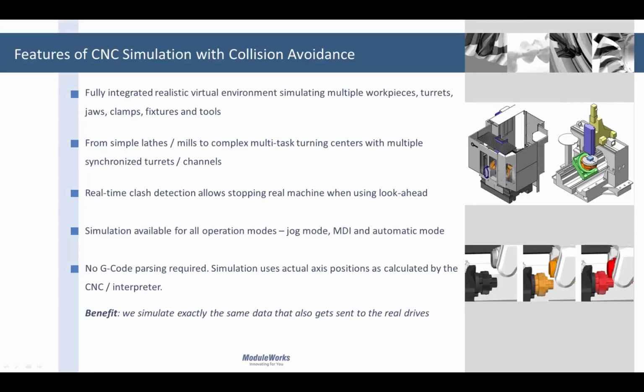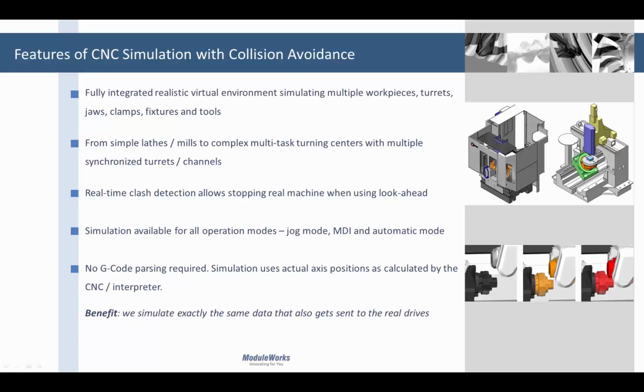Next, I would like to introduce you to the main features of CNC simulation. First of all, our goal is to have a fully integrated, realistic virtual environment, which can simulate not only multiple workpieces, but also multiple turrets, the whole complex clamping mechanism with jaws, fixtures, and the many different tools that are available for mills and lathes. From a technology point, we simulate both simple lathes and mills, but also complex multitask turning centers with multiple synchronized turrets and channels. The real-time clash detection allows stopping the real machine when using look-ahead data.